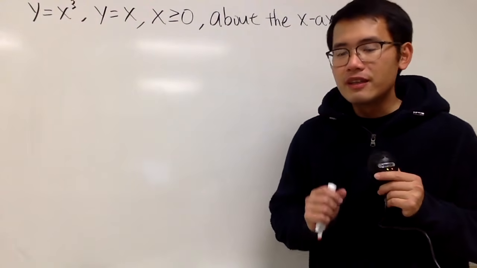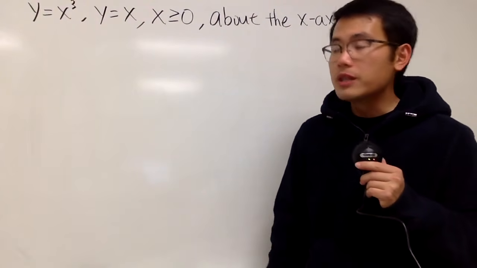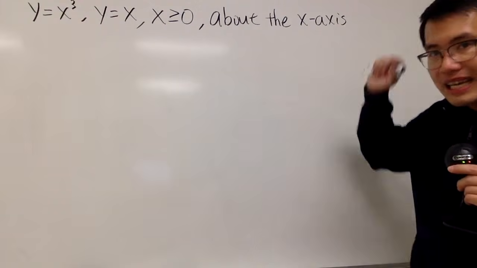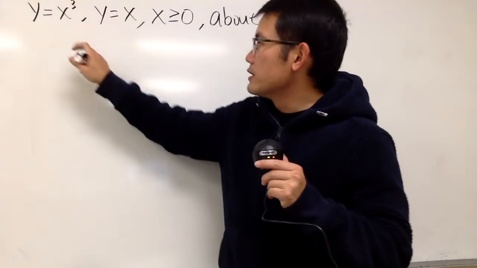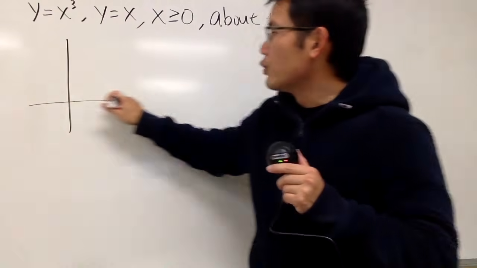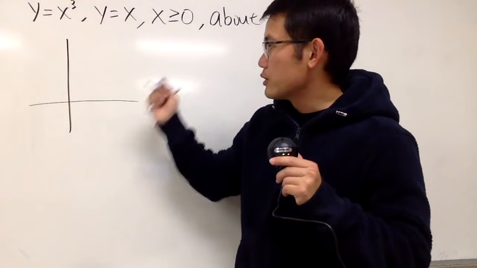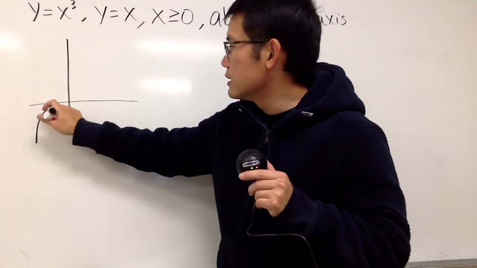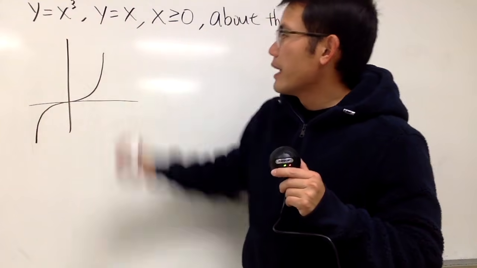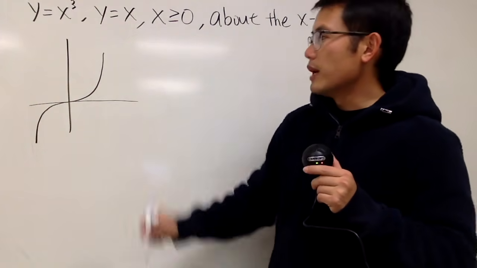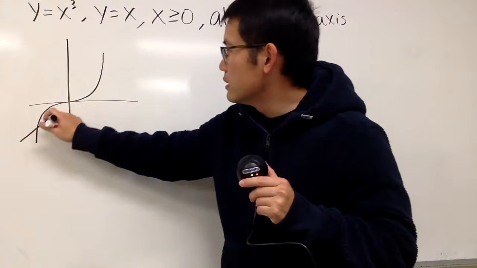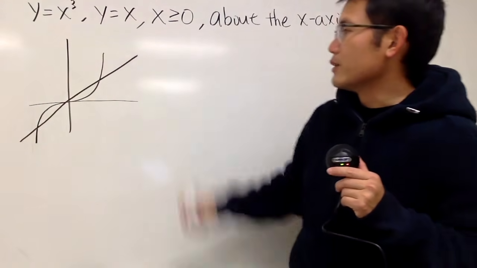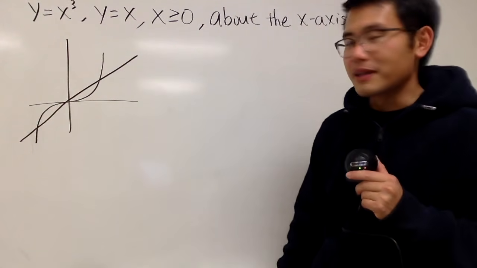Okay, we are going to find the volume generated by rotating the region bounded by this curve about the x-axis. So here we go. First, let me give you guys a picture. Right here, we have y equals x to the third power, which is like this, and then we have y equals x, which looks like this. This is the 45-degree diagonal line.